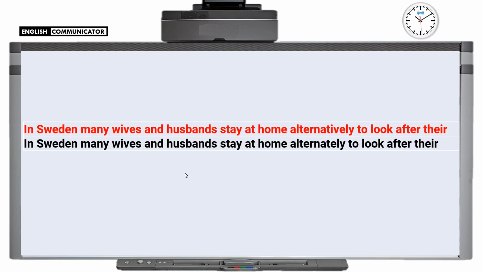In Sweden, many wives and husbands stay at home alternatively to look after their babies or their parents or something else. Okay, so in Sweden many wives and husbands stay home alternatively to look after their children. Actually there is a mistake, and the mistake is that "alternatively" is wrong. Alternately is actually the right sentence. So stay home alternately, not alternatively.